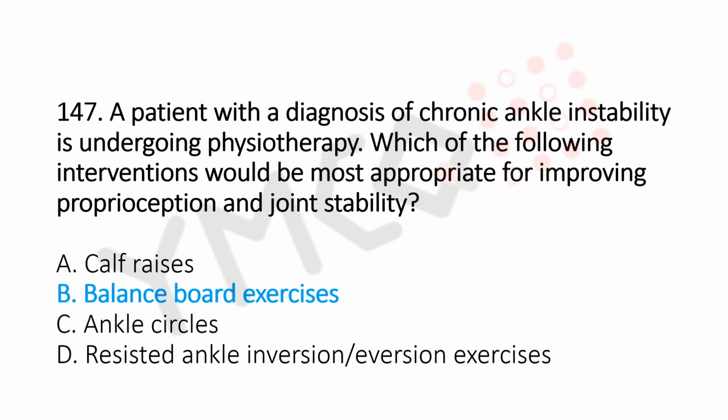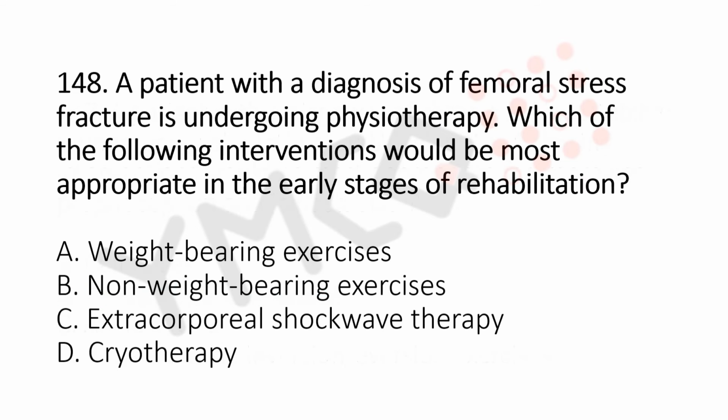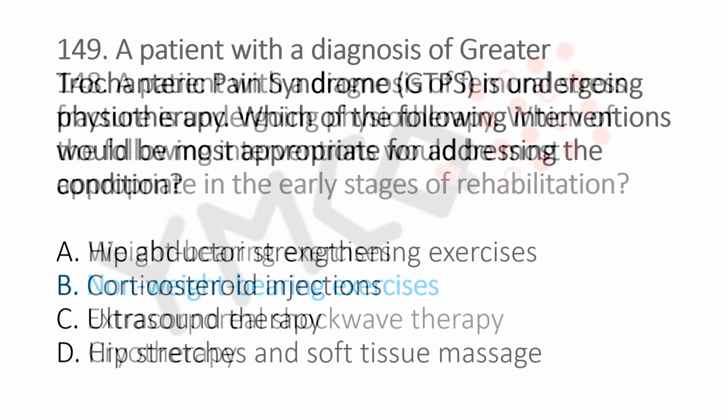Now let's move to question number 148. A patient with a diagnosis of femoral stress fracture is undergoing physiotherapy. Which of the following interventions would be the most appropriate in early stages of rehabilitation? Option A, weight-bearing exercises. Option B, non-weight-bearing exercises. Option C, extracorporeal shock wave therapy. Option D, cryotherapy. And the answer is Option B, non-weight-bearing exercises.